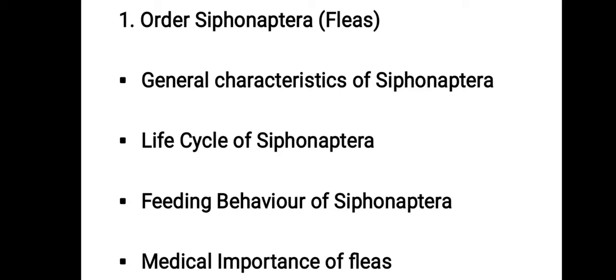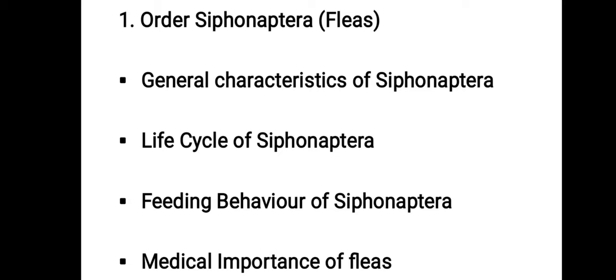Now we'll talk about the brief life cycle. There are some important things to note in the life cycle of the Siphonapterans. Like we have earlier mentioned, they exhibit complete metamorphosis. So in the life cycle, they have four stages. The first is the egg, the second is the larva, the third is the pupa, and the final stage is the adult. Normally, the complete life cycle takes place in the nest or the dwelling place of the host and may last between 3 to 4 weeks from egg to adult stage.